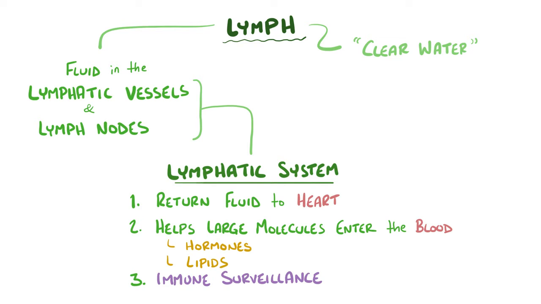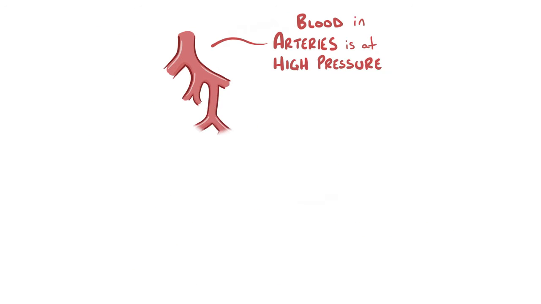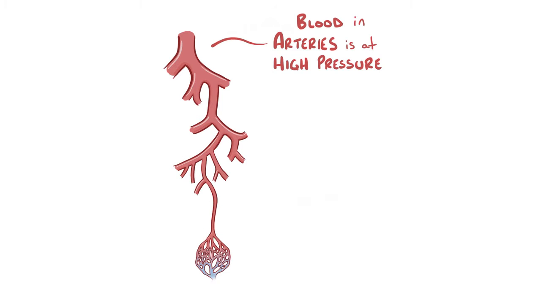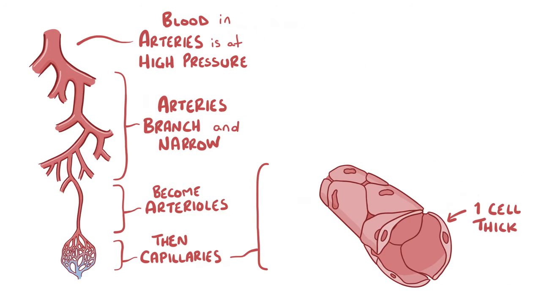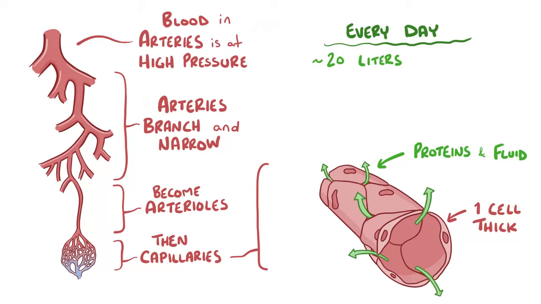So let's take a closer look at lymph and where it comes from. The blood in the arteries is under a lot of pressure because it needs to reach every little nook and cranny of the body. Those arteries branch out into narrower and narrower arteries, and then arterioles until finally it gets to the capillaries, which have walls that are only 1 cell thick and are slightly porous. Red blood cells are too big to fit through the capillary pores, but small proteins like albumin and fluid can make it through. Every day, 20 liters of fluid, water, and protein seep out of the capillaries and become part of the interstitial fluid between the cells.